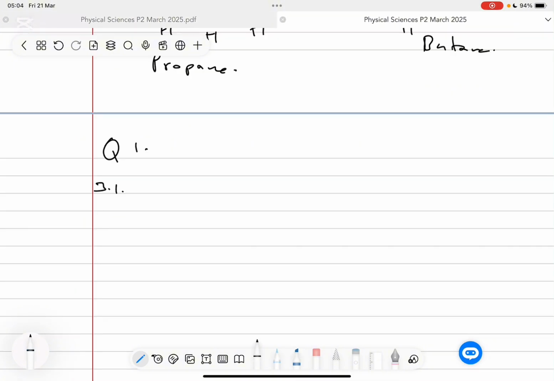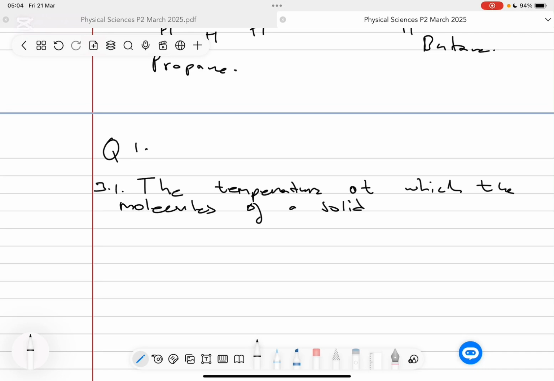I mean, when I was interpreting, I already defined this, and I pretty much said that the melting point is actually the temperature at which the molecules of a solid have sufficient, they have enough thermal energy to overcome the intermolecular forces.